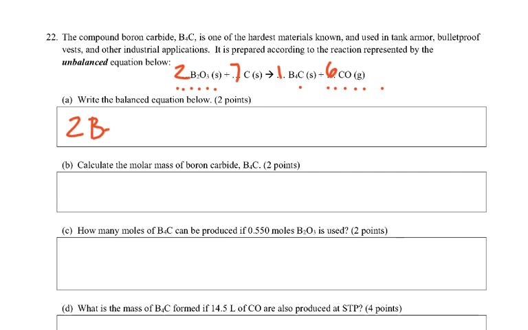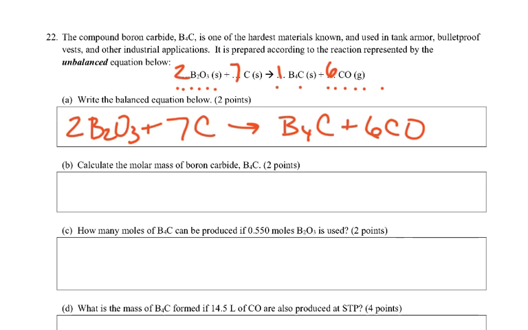So the balanced equation is 2 B2O3 plus 7 C turns into B4C and 6 CO. So if I have a space, I write in the 1. If I don't have a space, I just leave it out.